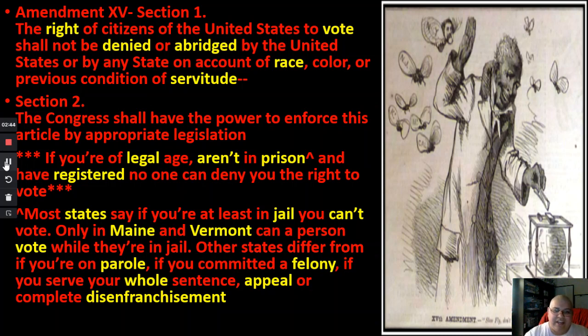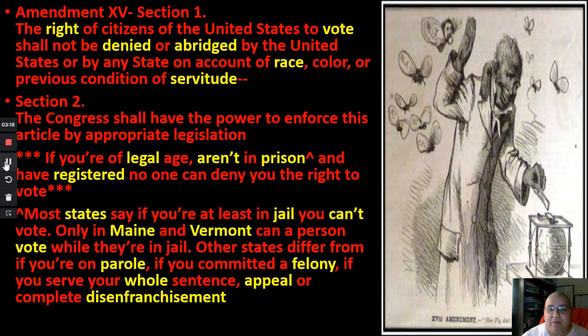If you're of legal age, you aren't in prison, and you've registered to vote, okay? Some places say you can vote up to a couple days before the election. Some even say on the day of the election, you can still register to vote. You just have to find out what your state says because every state is different. Now, with that being said, each state is also different when it comes to prison because most say if you're in jail, you can't vote.